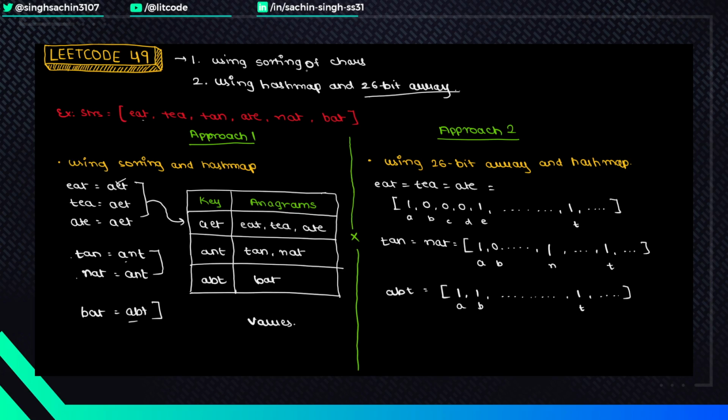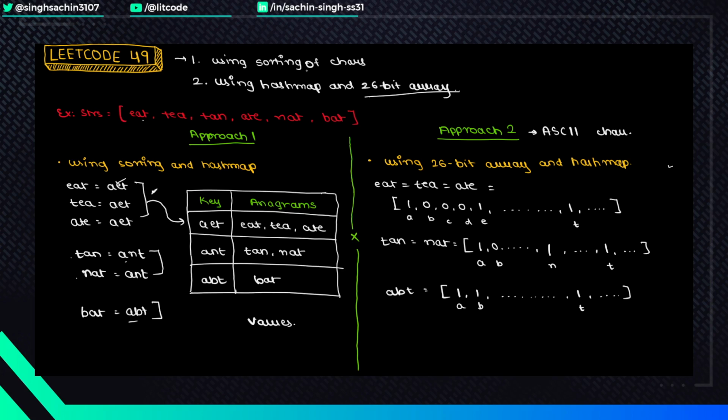The other approach is using a 26-size array and a hash map. Like here, what we have done is sorted the characters and used the hash map. In the second approach, we will be using the ASCII code of characters to determine if they have the same set of characters or not. For example, eat, tea, and ate, as we have already seen, belong to the same group, or they are anagrams of each other.